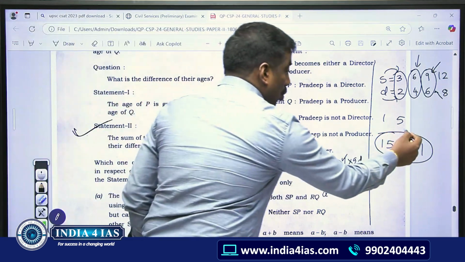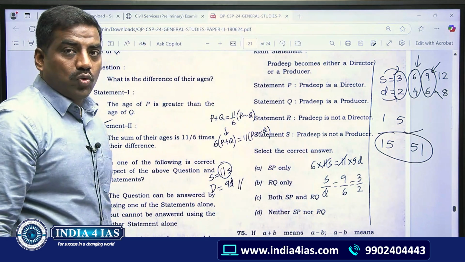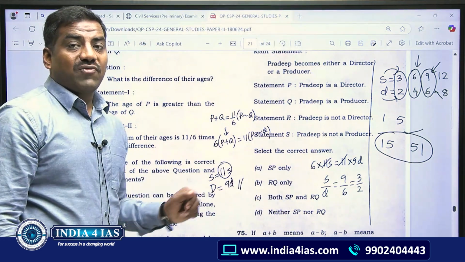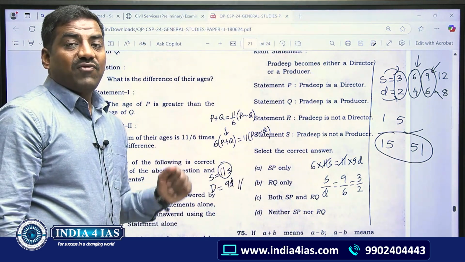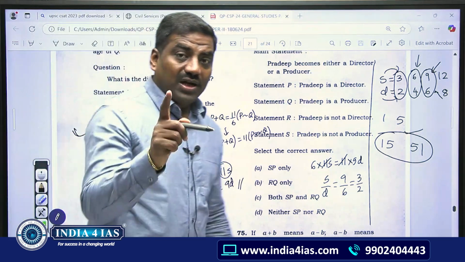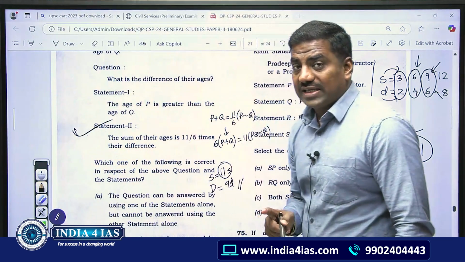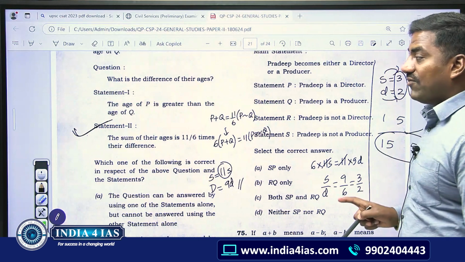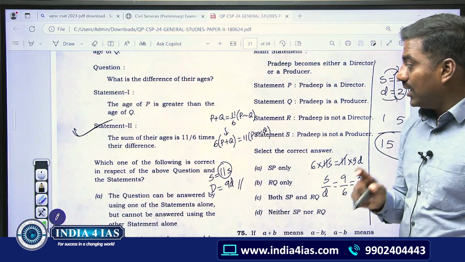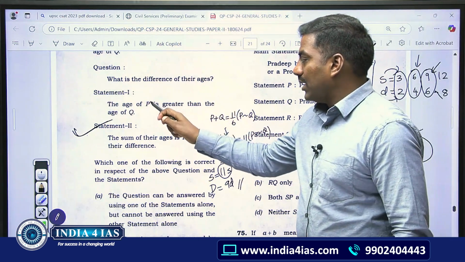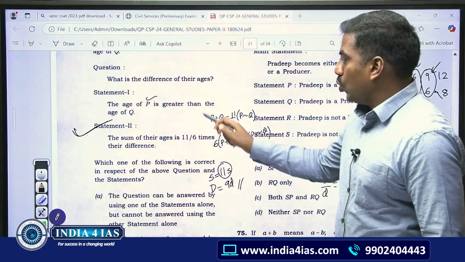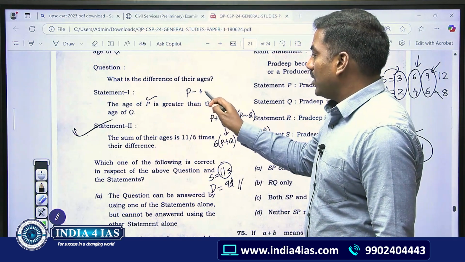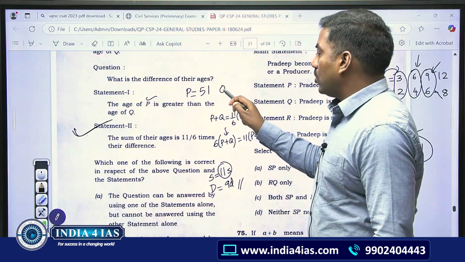But who is who? Who is P and who is Q? P can be 15 and Q can be 51, or P can be 51 and Q can be 15. Even by statement 2 alone, we cannot decide. Though we are getting the answer 15 and 51, we cannot decide that. But look at statement 1: P is greater than Q. So P is equal to 51 and Q is equal to 15.